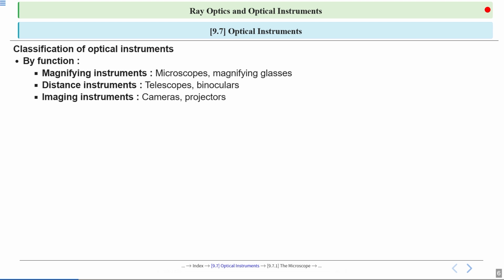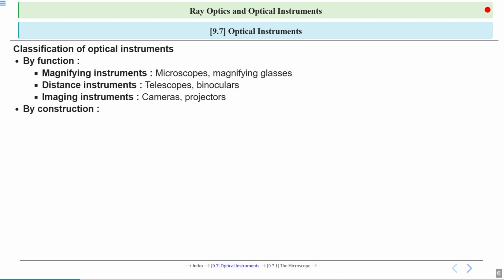The final function-based category is imaging instruments, such as cameras and projectors. These devices capture or display images, playing a crucial role in photography and presentations. Consider how a camera captures moments in time.